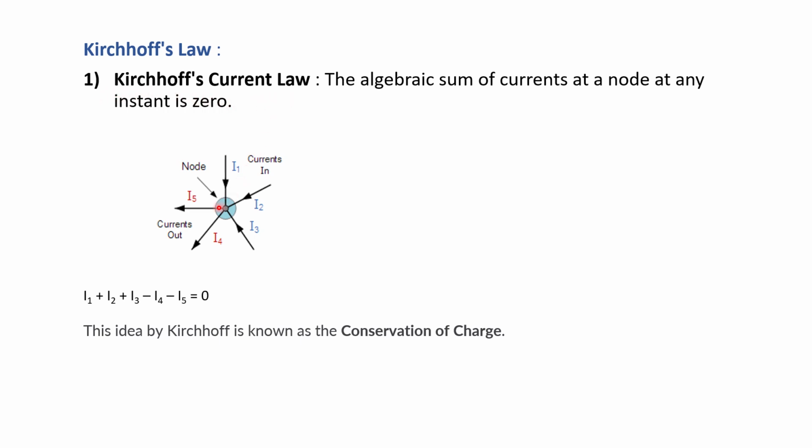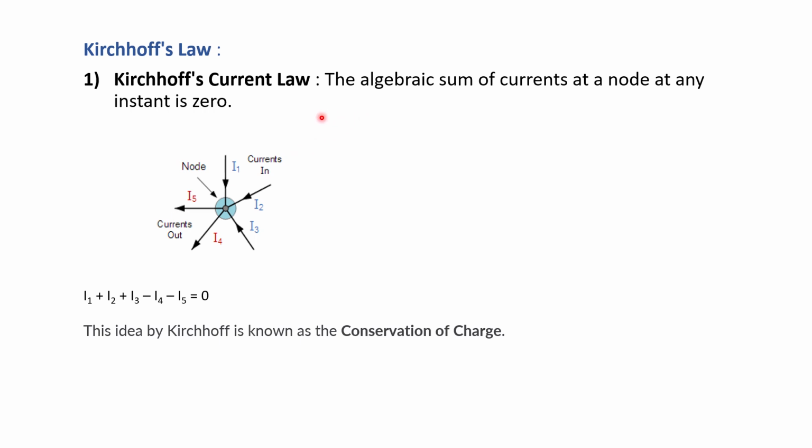For this, if we see a circuit, in any circuit there is a node. Node means there is more than one branch connected to a point. So if you see the diagram, there are 5 branches, 1, 2, 3, 4, 5 that are connected at a point. That point is known as a node. So if you see, there are 5 branches. One is I1 current, I2 current, I3 current, I4 current and I5 current. I1, I2, I3 are incoming currents and I4, I5 are the outgoing currents.